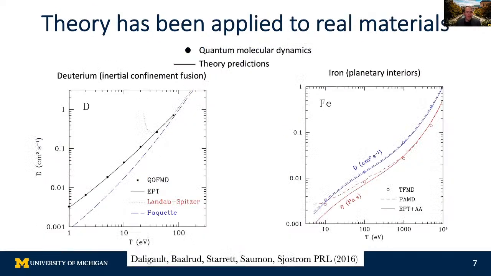The theory has also been applied to real warm dense matter materials and tested using quantum molecular dynamics simulations. These comparisons show similar agreement for diffusion in deuterium near solid density over a range of temperatures, as well as iron. Deuterium is an important material in inertial confinement fusion research. Iron is important for understanding the interior of giant planets and exoplanets.